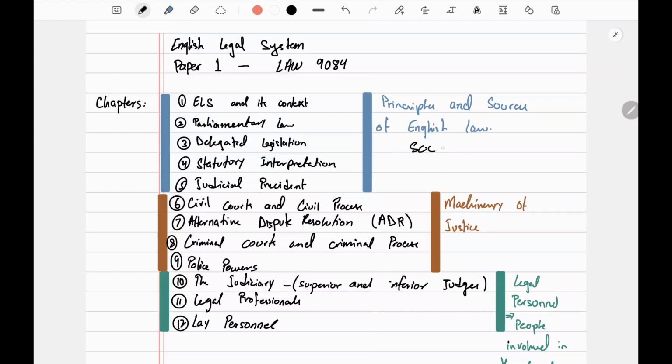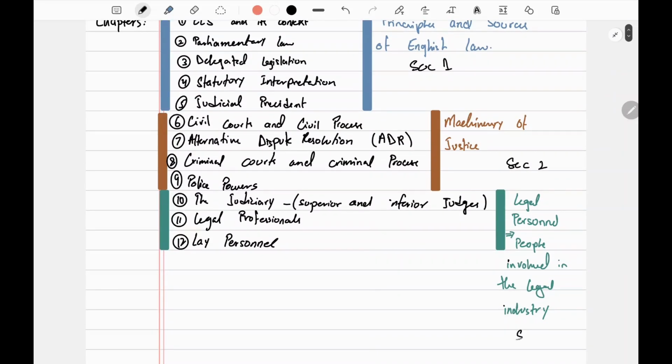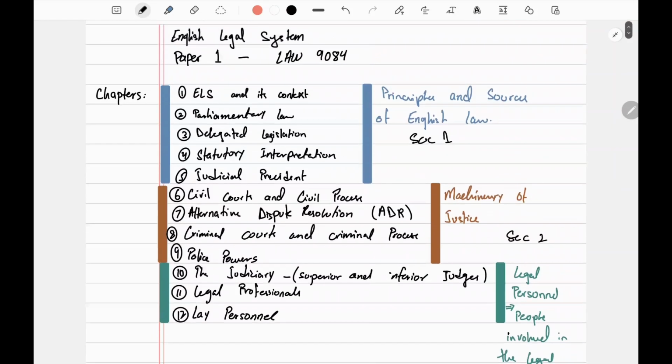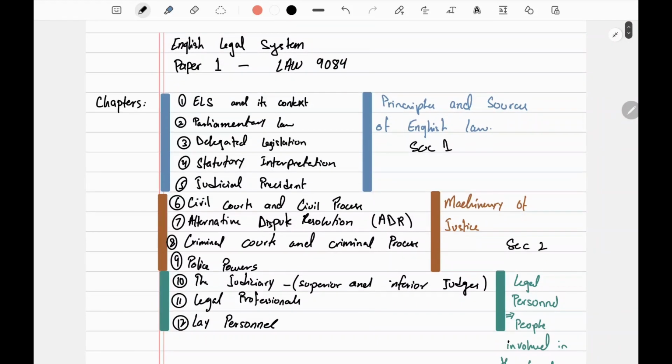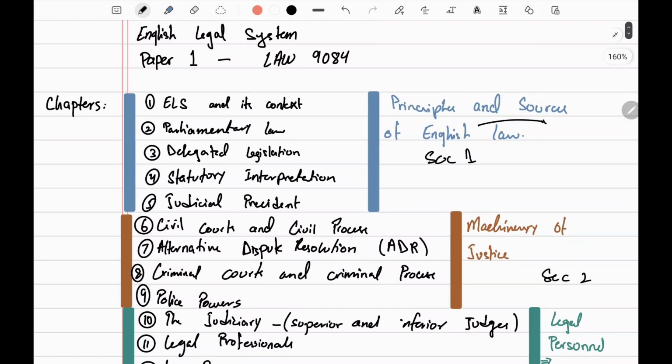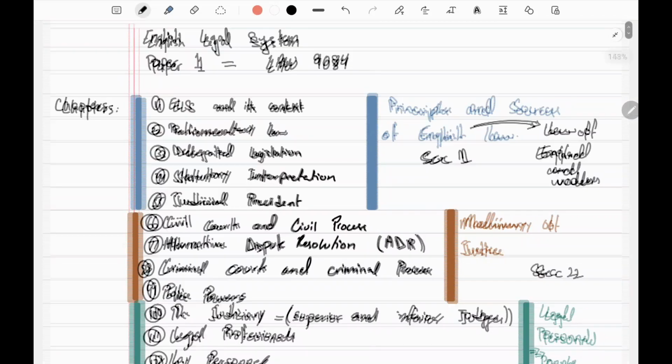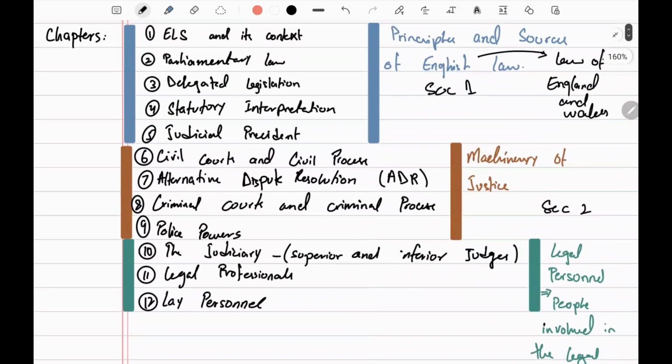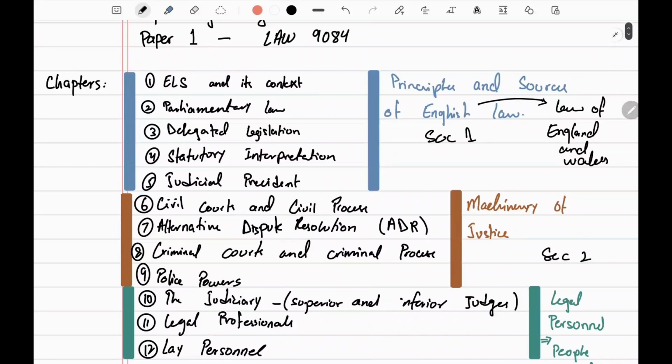We can say this is section 1, and then this is section 2, and this green one being section 3. In section 1, we will learn all about the principles and the sources of English law. English law refers to the law of England and Wales. So what are the sources and the principles that the English legal system has? We'll be learning in these 5 chapters from 1 to 5.